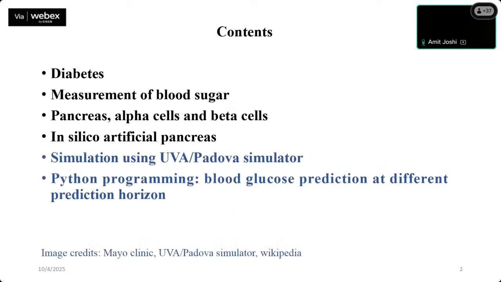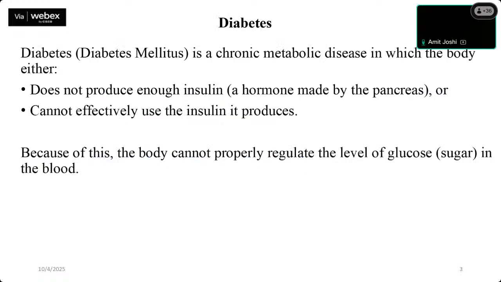We will also see a demonstration of how you can use the UVA/Padova simulator. So we will discuss briefly diabetes, then the ways of measuring blood glucose, then the role of the pancreas, and then we will talk about the in silico artificial pancreas, because that is very important to understand the UVA/Padova simulator. And then we will see the programming sum up.